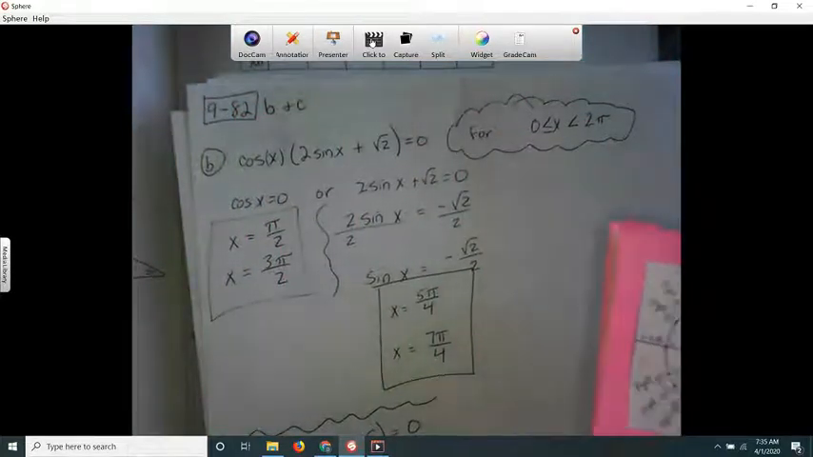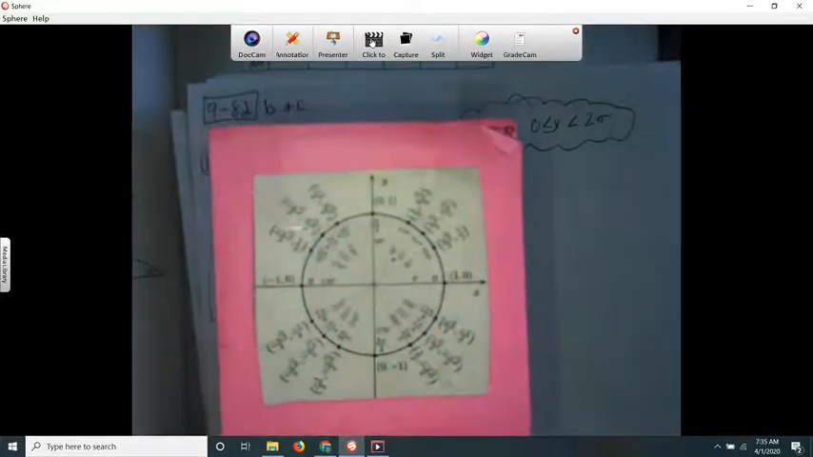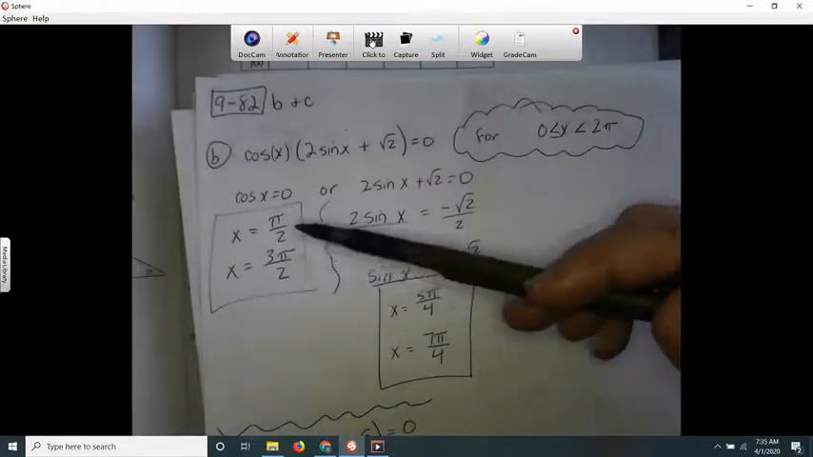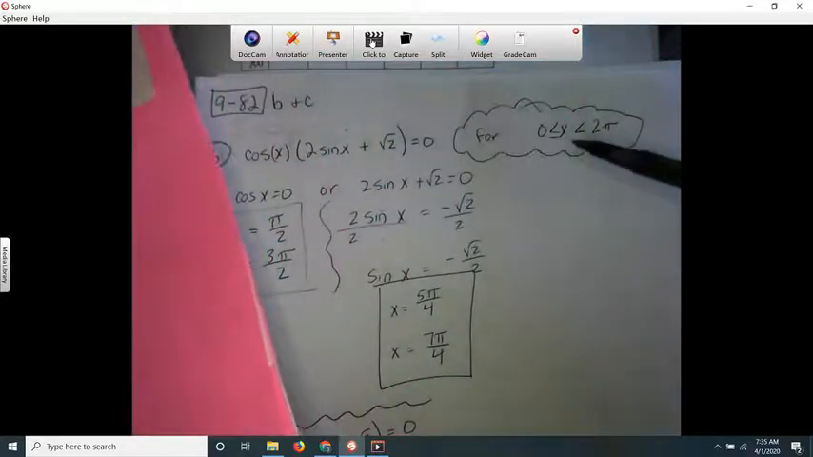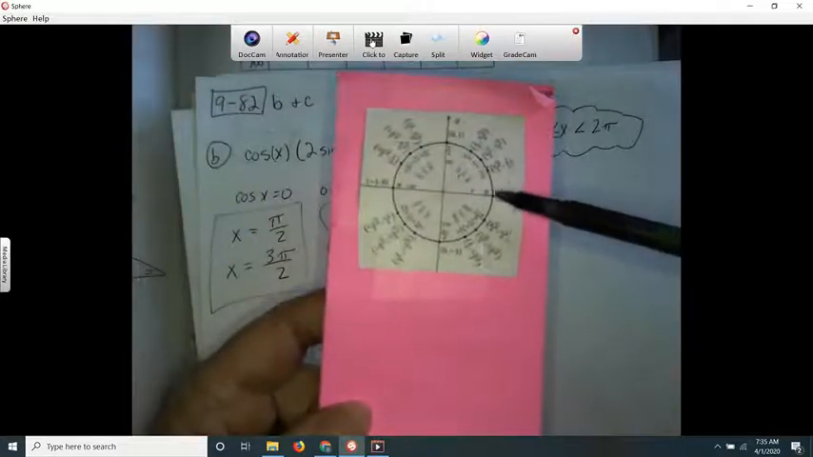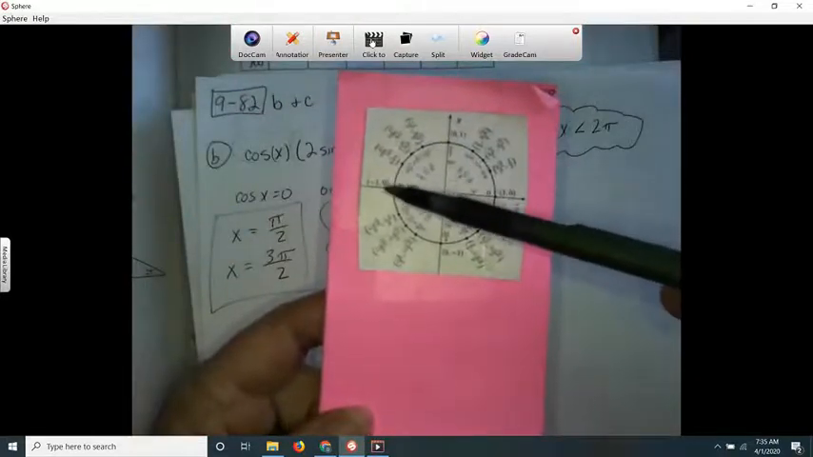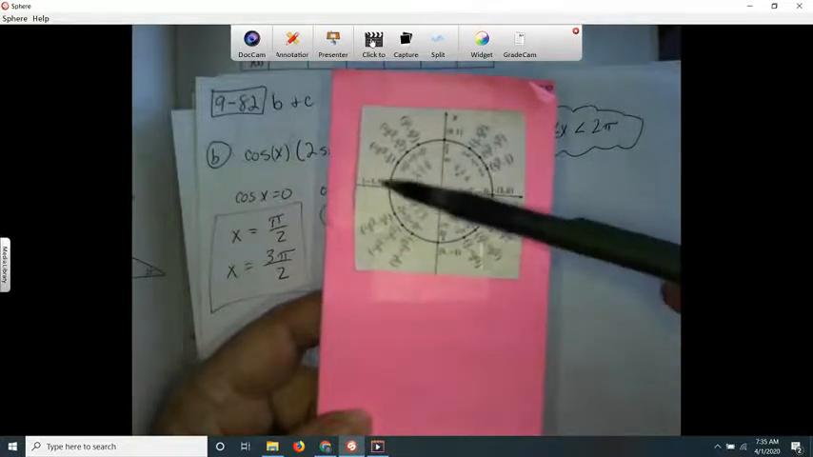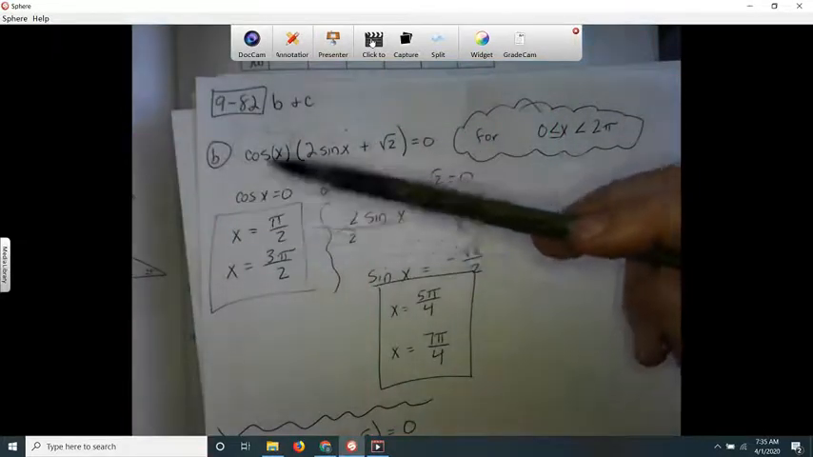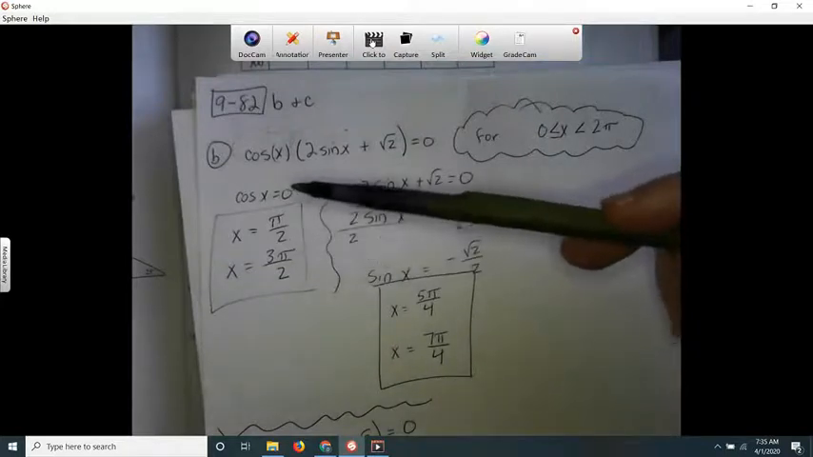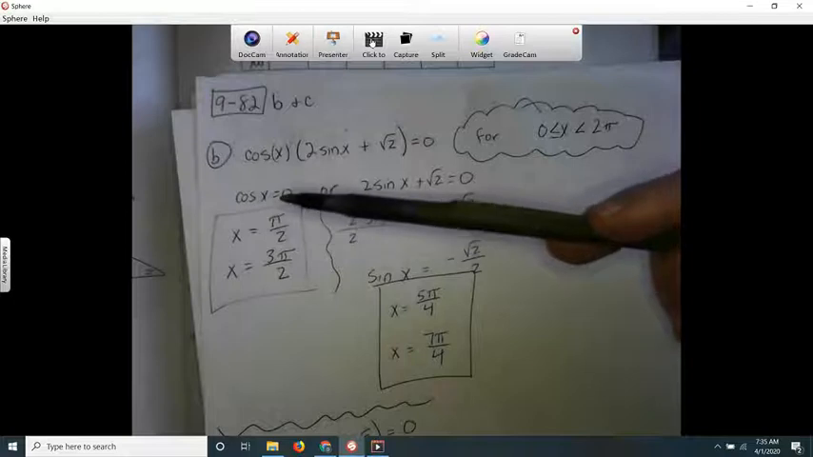Okay, so cosine's the x coordinate. So I see that cosine is 0 at pi over 2 and at 3 pi over 2. I don't have to keep going around and around the unit circle, because they told me my domain is just between 0 and 2 pi. So there's 0, there's pi over 2, there's pi, there's 3 pi over 2, that's 2 pi. So I just have to record the answers that are on this unit circle for letter B. Those are the two places where the cosine of x equals 0.